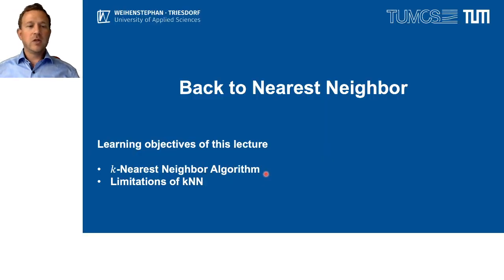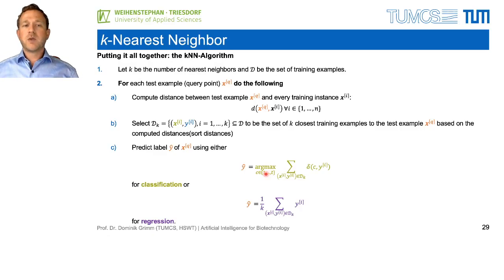So let's go back to our nearest neighbor method. We now know all the building blocks that we need to predict new unknown samples. The algorithm for this is the following. We put all the building blocks together. First, let k be the number of our nearest neighbors, as we have defined, and D is the set of our training examples.